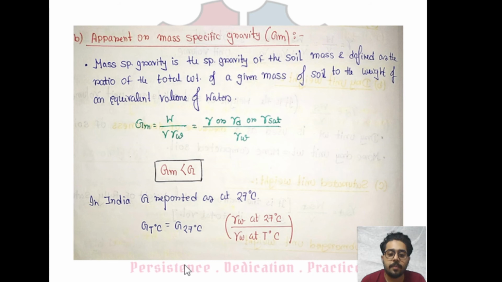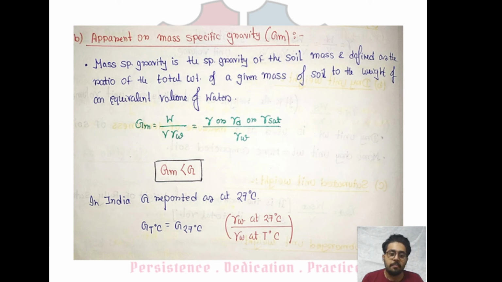Okay, so it is represented by weight of soil whole divided by volume of soil whole, divided by gamma W, that means unit weight of water. In case of true specific gravity, there should be only weight of solid divided by volume of soil solid. In case of apparent specific gravity, it is the ratio of gamma by gamma W, or gamma D by gamma W, or gamma sat by gamma W. That means bulk unit weight by unit weight of water, dry unit weight by unit weight of water, saturated unit weight by unit weight of water.